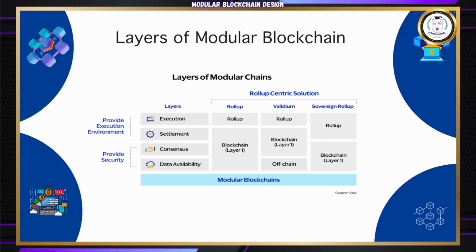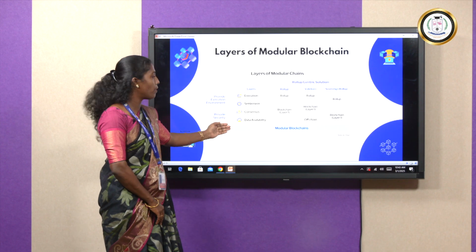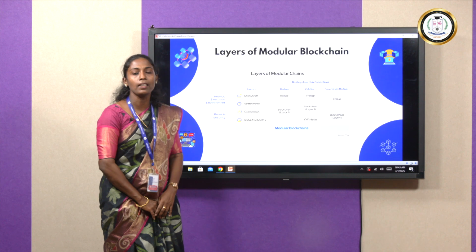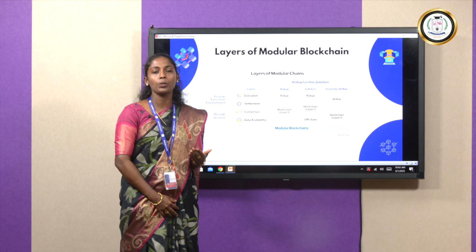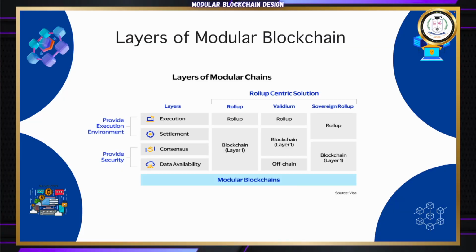So this is the extensive diagram for the modular blockchain, where we have all the layers in a separate mode: execution, settlement, consensus, and data availability. Here, as we are telling, the scalability and the flexibility are increased in the modular blockchain, only because of this rollup concept. A rollup is an approach used in the modular blockchain to increase the scalability.